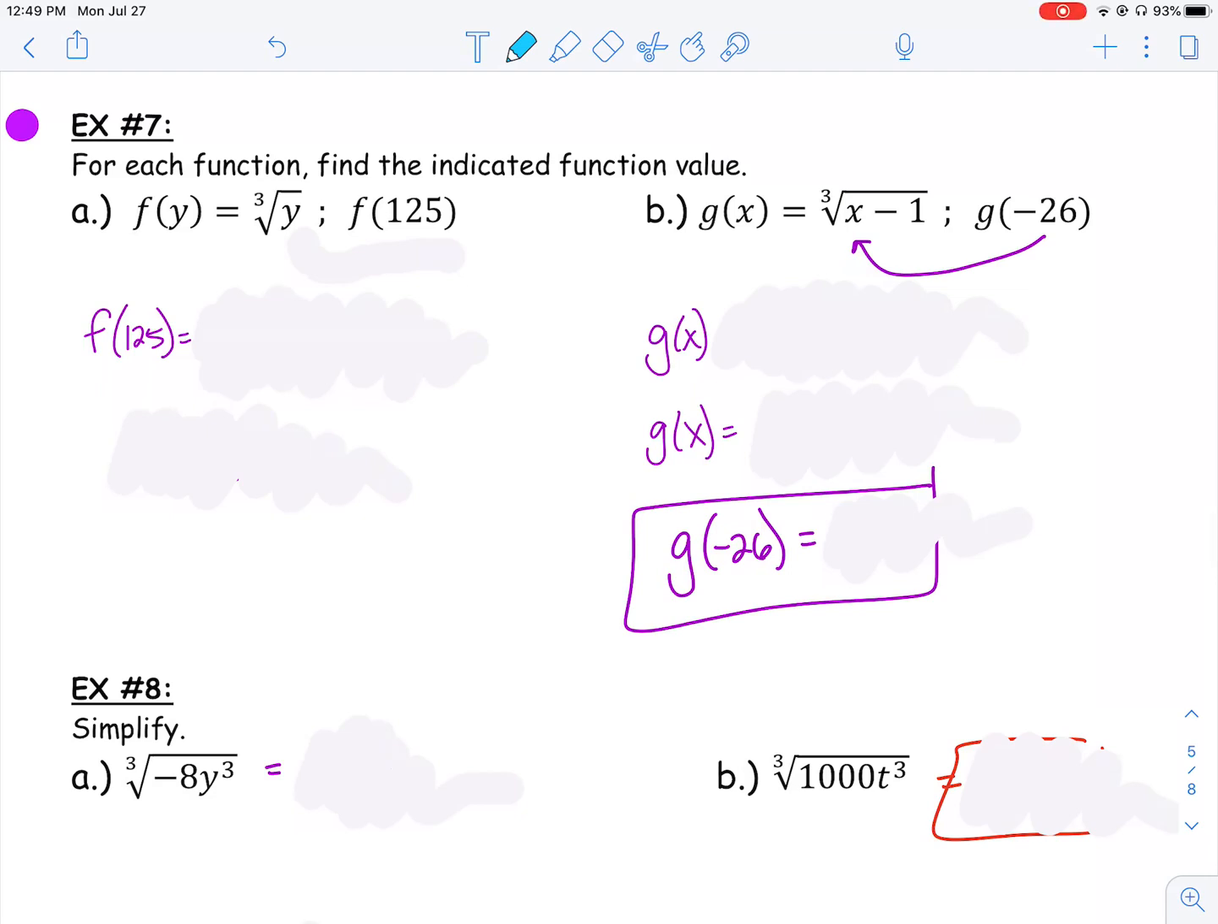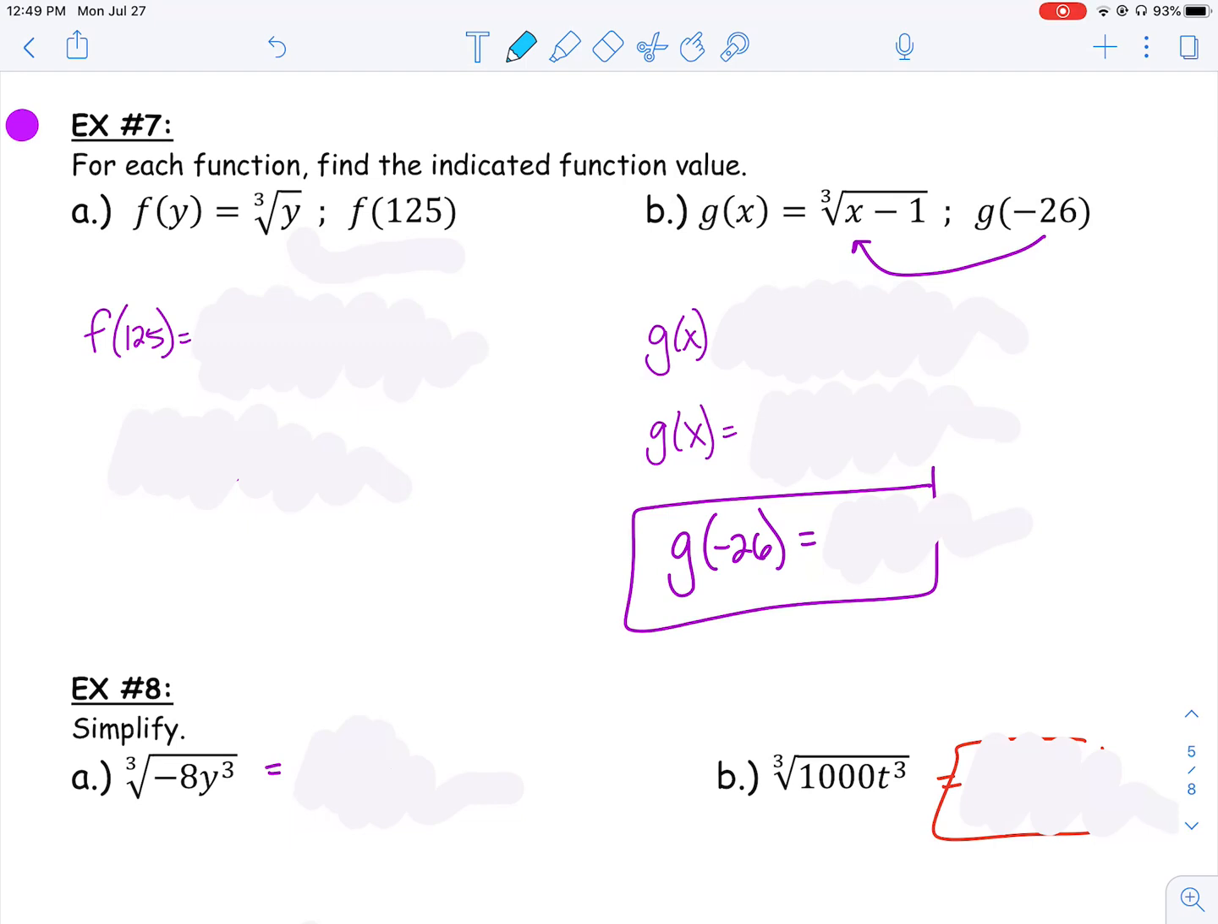All right, we just got done talking about the graphs of the square root of x function and the cube root of x function. Now let's do a little bit with those cube root functions, a little bit of function notation, evaluating, and then let's do some simplifying. If you look at example number 7, it says for each function, find the indicated function value.